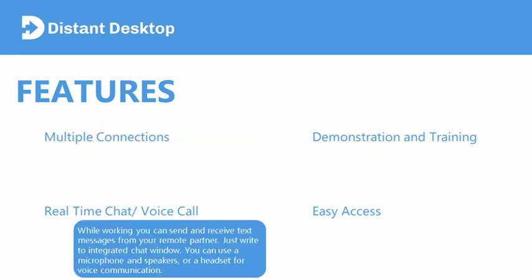The second feature of distant desktop allows real-time chat or voice call. While working, you can send and receive text messages from your remote partners. Just write it to the integrated chat window. You can use microphone and speakers or a headset for voice communication.